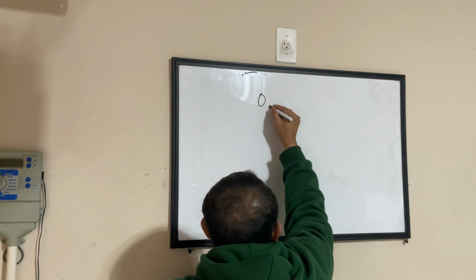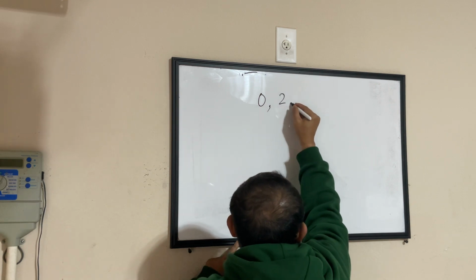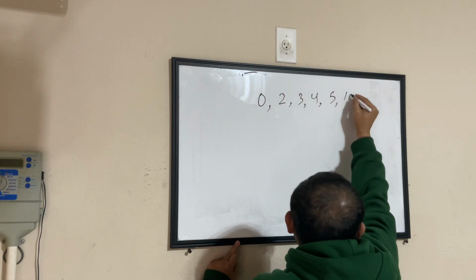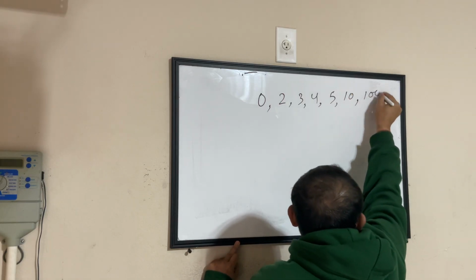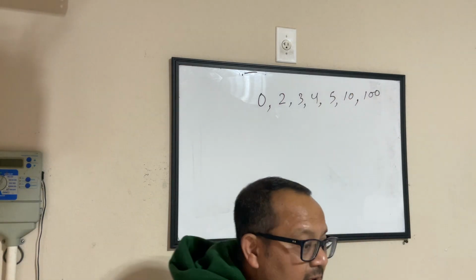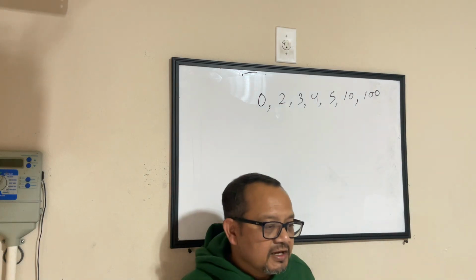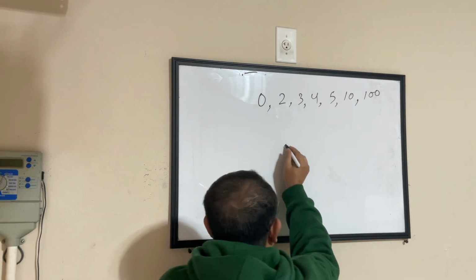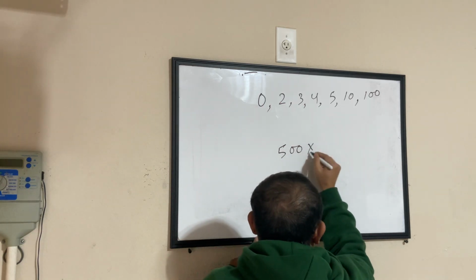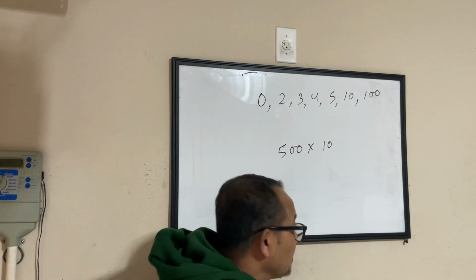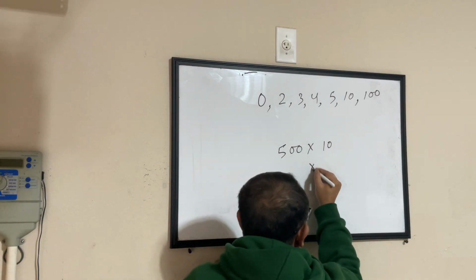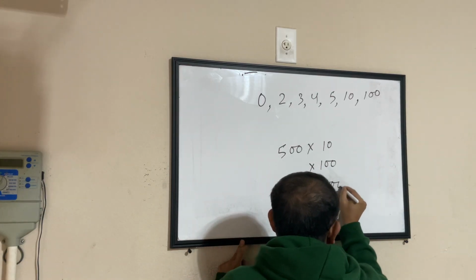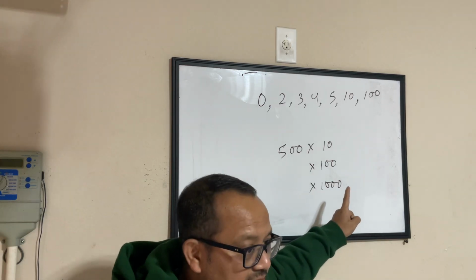We are talking about multiplying something by 0, 2, 3, 4, 5, 10 and 100. We'll first talk about multiplying this. Now, if I say multiply 500 by 10 or multiply 500 by 100 or multiply something by 1000. This should be very easy.